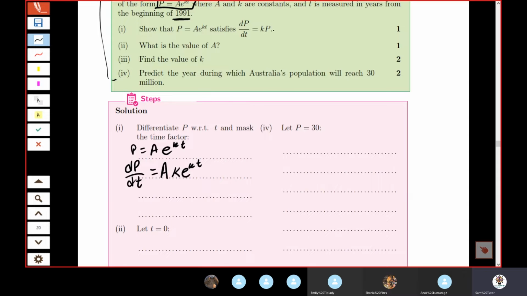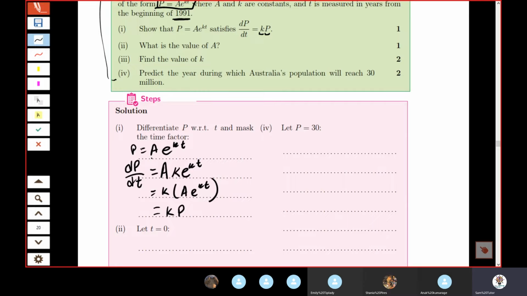Then obviously don't forget what you're trying to prove. You're trying to prove that it becomes k times P. You already have k there. And then you're left with Ae^(kt). Right? Ae^(kt). But then isn't Ae^(kt) just P? So you just replace it. And then you're done. That was really easy, wasn't it?